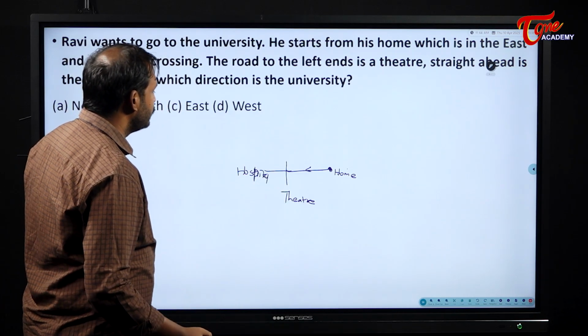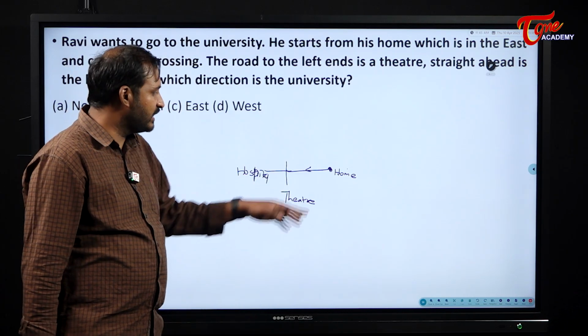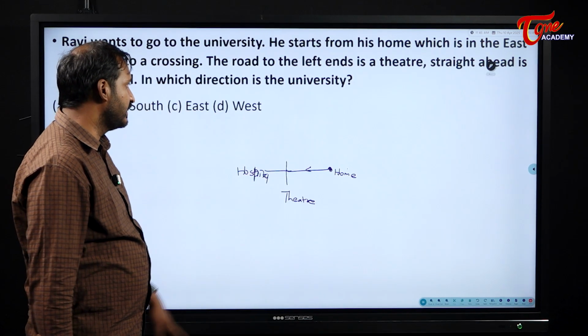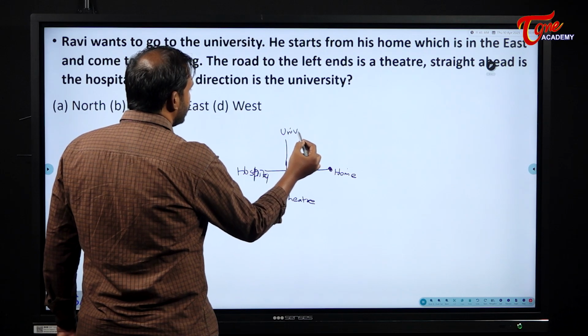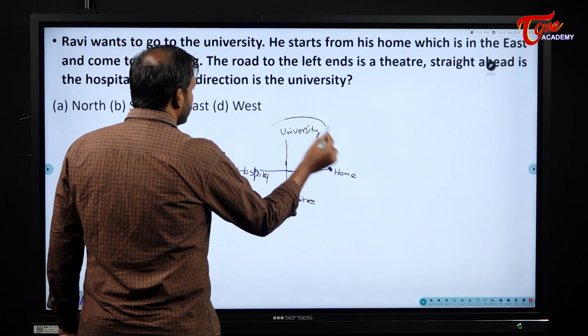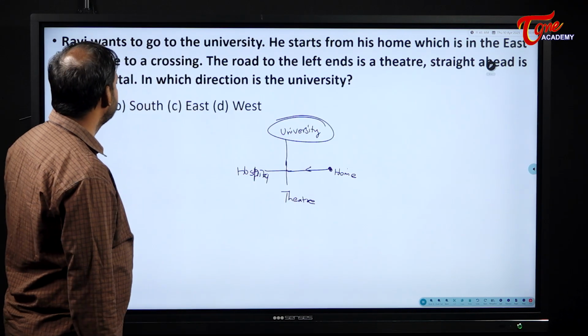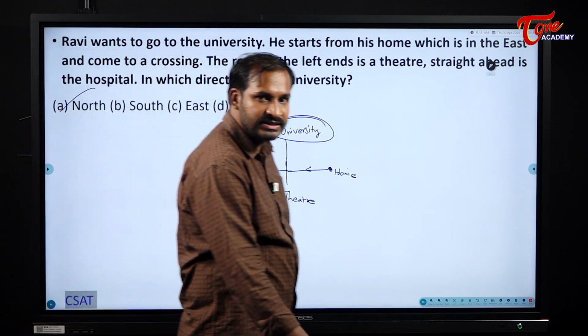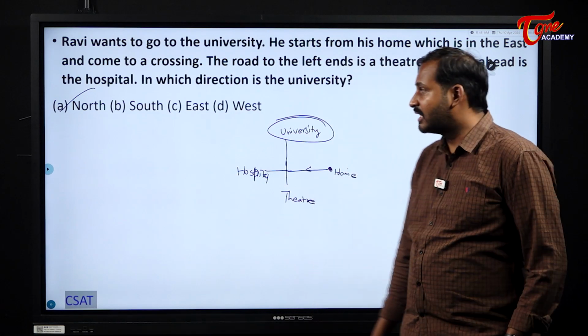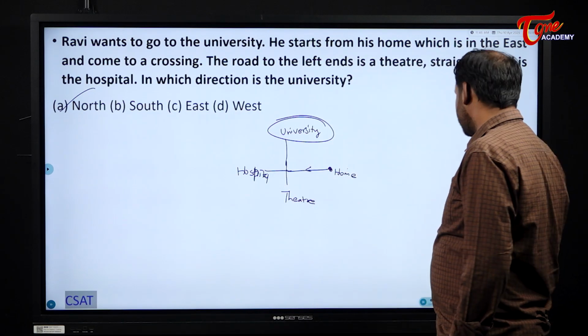In which direction is the university? See here, obviously from here his home is there, the hospital, the theatre. And the only direction left for us is this one. So here we will have the university. So where is the university? The university is in the north direction. Understood, students? The university is in the northward direction.